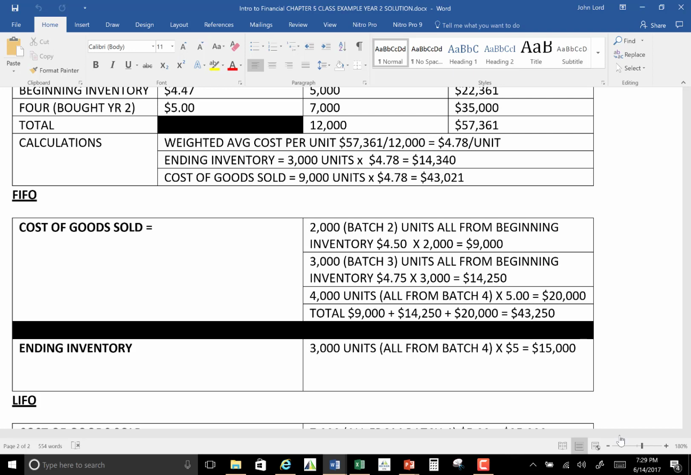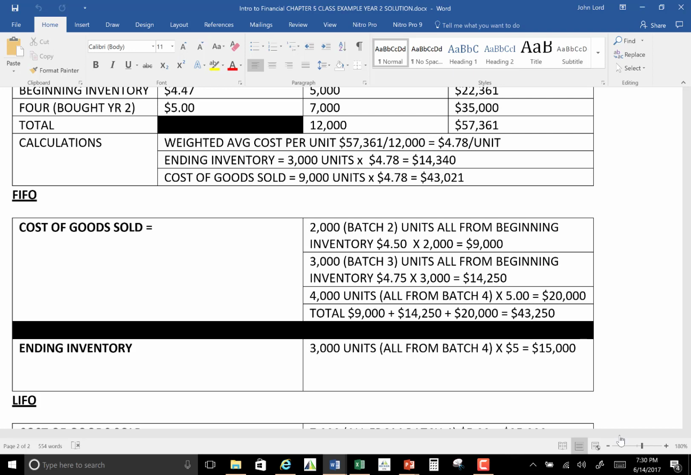$9,000, right? Then I've got to go to batch 3 from last year, and I need to sell 9,000 units. There's only 3,000 of those left, right? The entire batch 3 is left, and I sell out of all of that. That's at $475. That gives me $14,250. Since I sold 9,000 units, I still need 4,000 more, and all of those are from batch 4 of this year, the $5 ones, right?